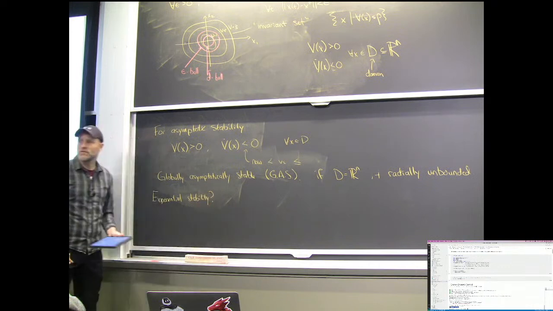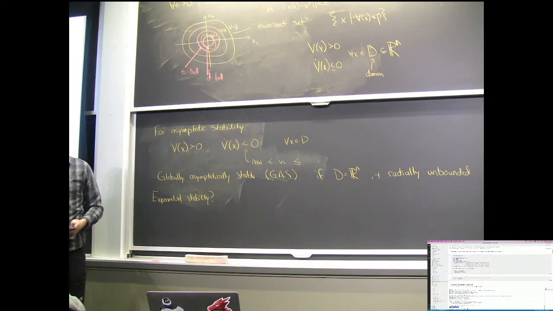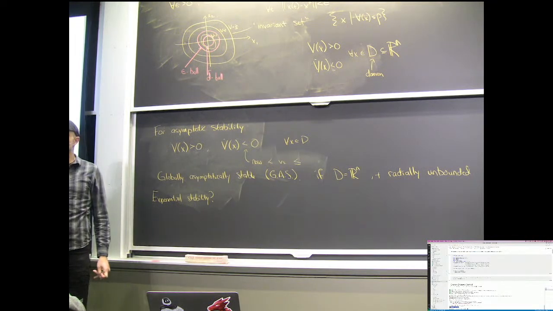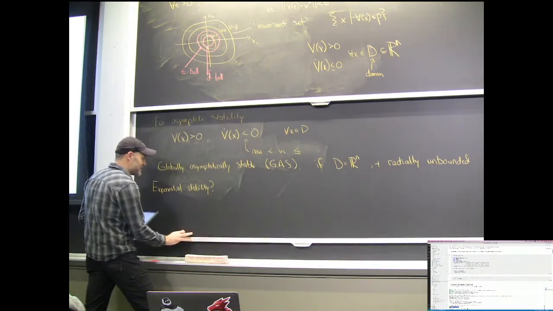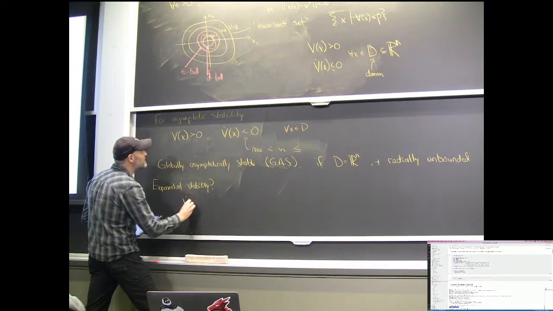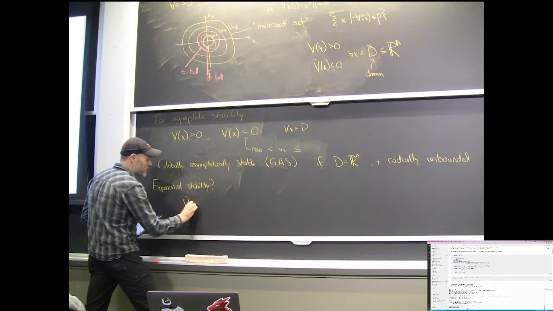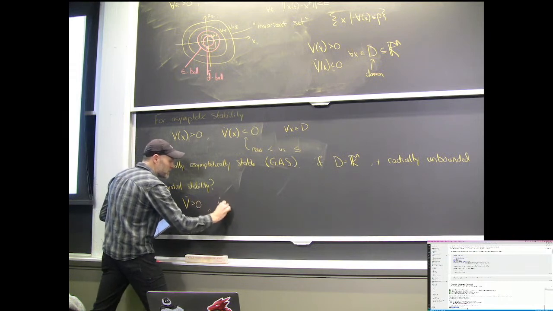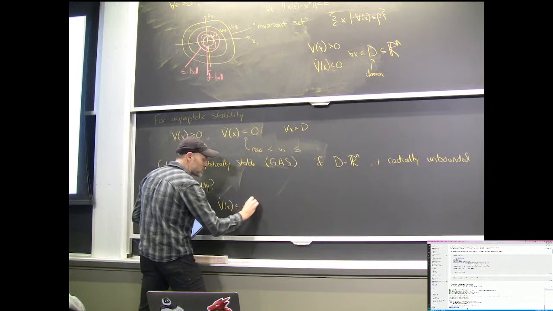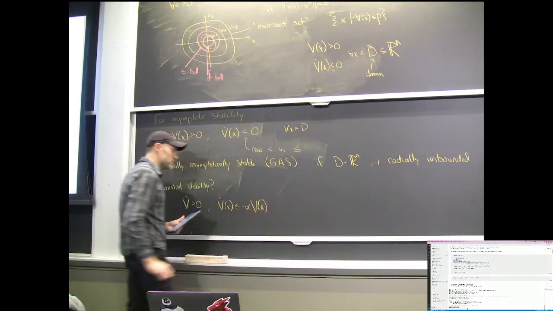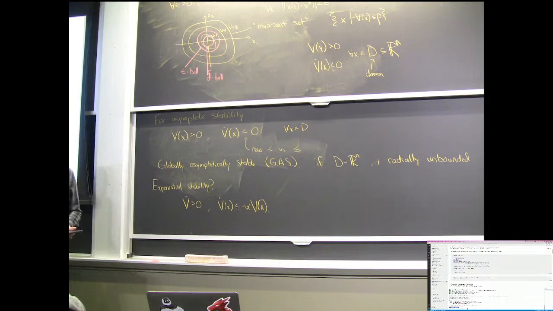How would we do exponential stability? Yeah. V dot, I guess, less than negative delta of V. Okay. So V dot is, if V is greater than 0, then V dot of x is less than, actually even less than or equal to, negative alpha V of x. That is another condition that can hold.